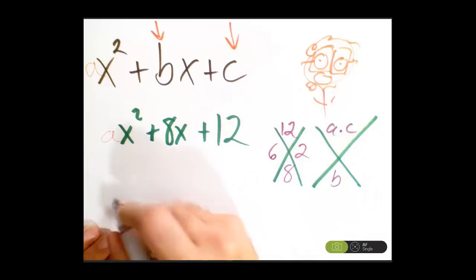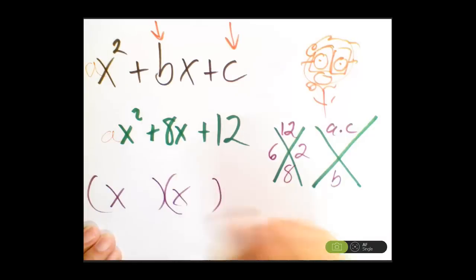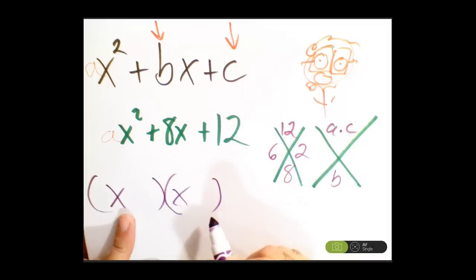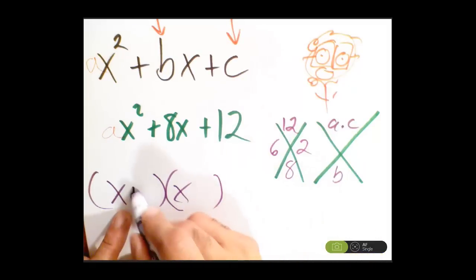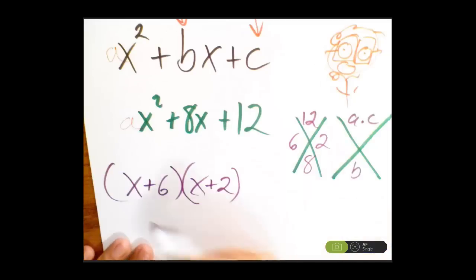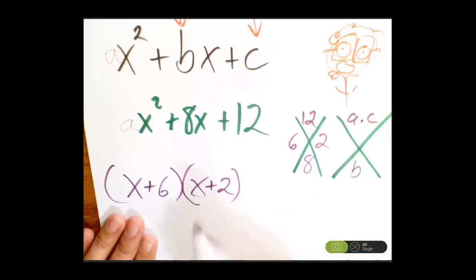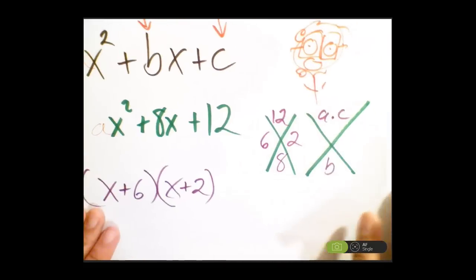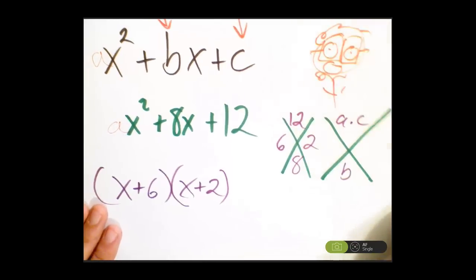So, check this out. I now have my binomials, multiplying with each other. I'm going to have x plus 6, because that's a positive 6, and x plus 2. And these are going to give me my factors of x squared plus 8x plus 12. So that's using the x factor system. I hope that is helpful.